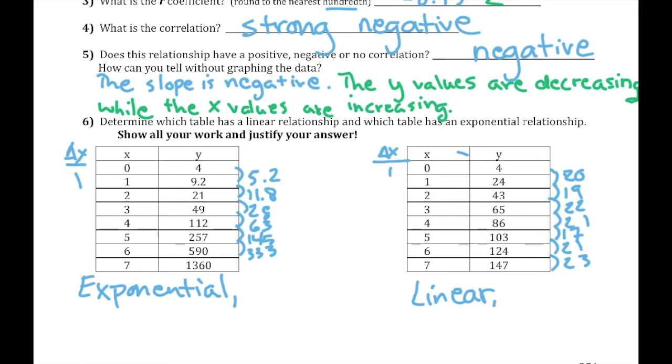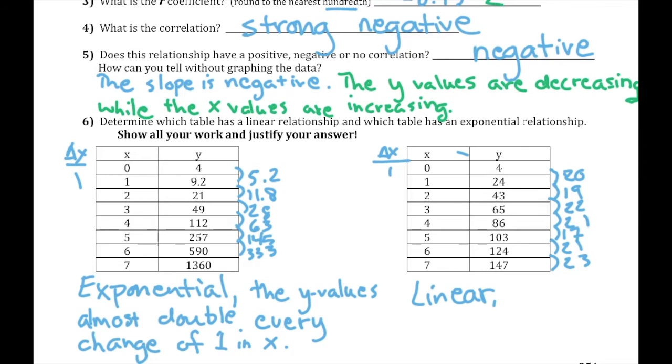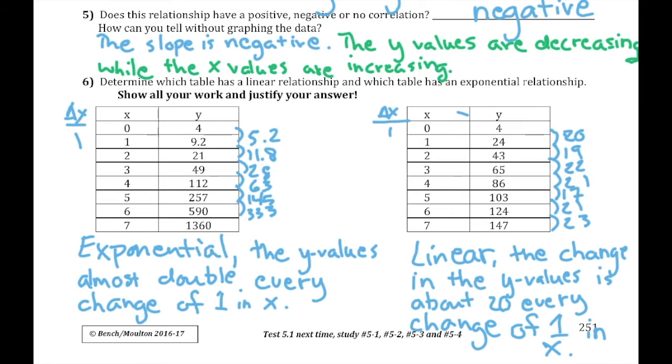And we have to decide, hey, how can I support this? How am I going to justify saying that this is the case? Well, we can say that this first one is exponential because we are about doubling the change each time. So the y values almost double every change of 1 in x. Now the second table is linear because the change in the y values is about 20 every single time.